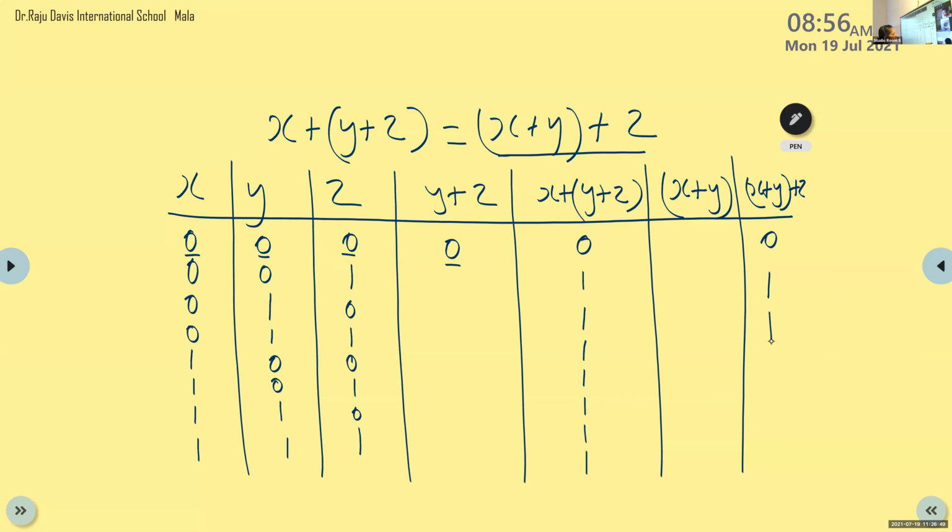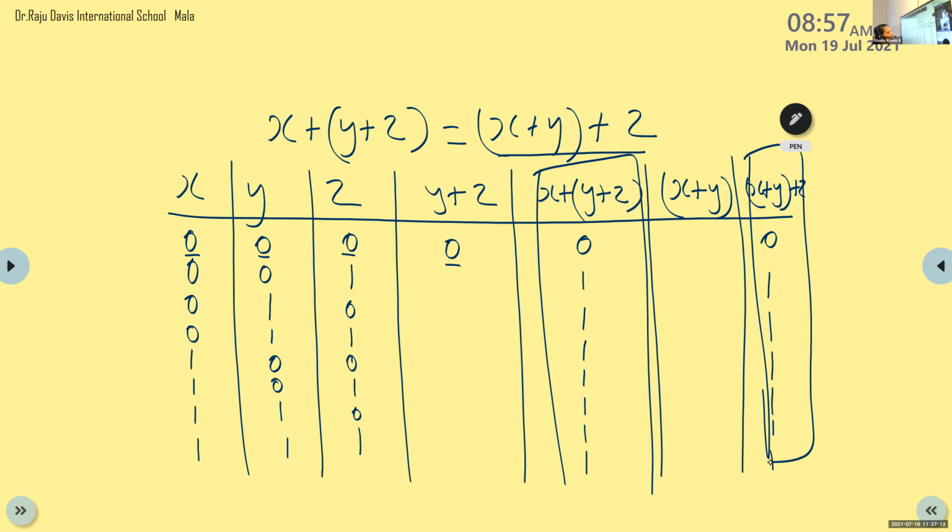Okay. So, the result is the same. If there is any change, it means there is a problem based on your operation, okay? Your calculation. In this case, x + (y + z) is equal to (x + y) + z. It is correct. There is no change in the result. If this column and this column are not equal, it means there is some mistake in your calculation. If there is a mismatch in these two columns, you check the calculation. Okay.